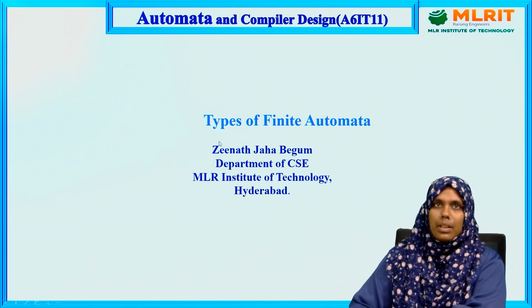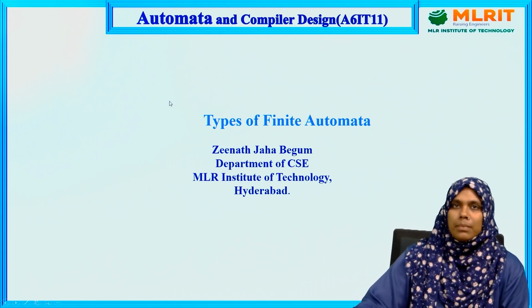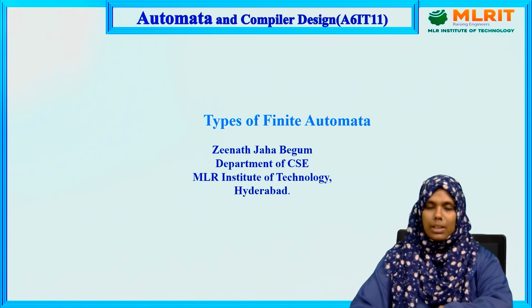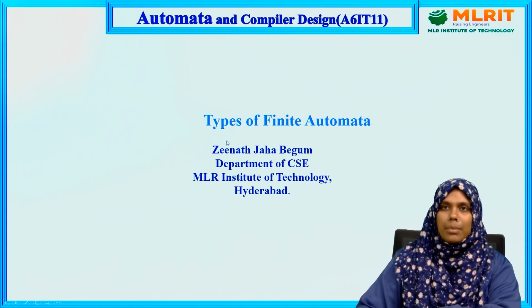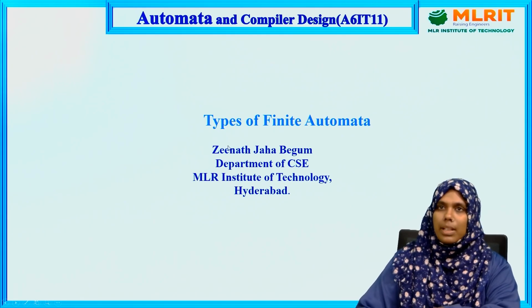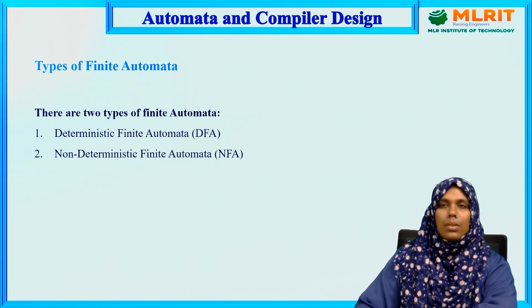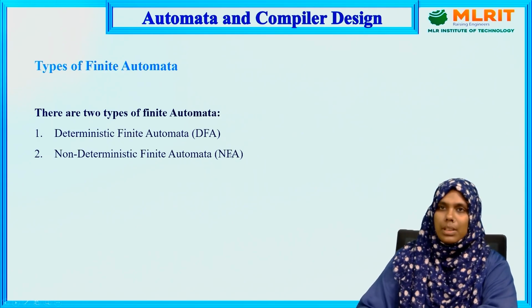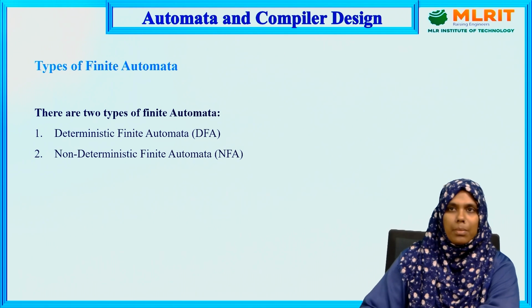So today I'm going to discuss one of the topics of automata and compiler design, that is types of finite automata. Previously we discussed the introduction to finite automata. In that we discussed the string, the alphabet as well as the languages. Now, coming to the types of finite automata, there are two types: one is deterministic finite automata and the other one is non-deterministic finite automata.